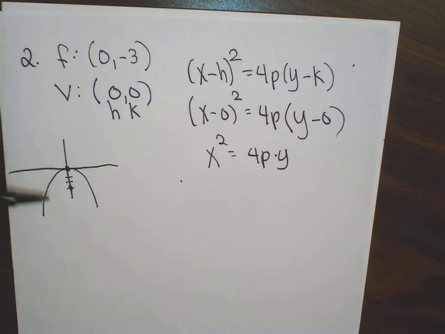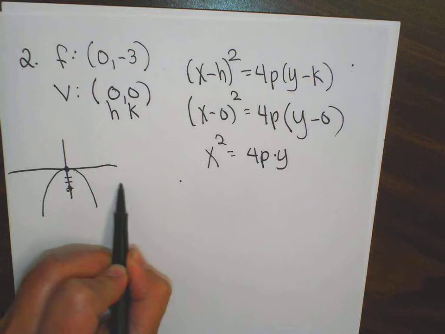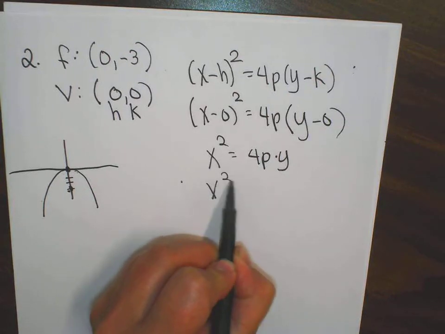So you can look at the picture and say, well, how far away is the focus from the directrix? How many spaces is that? 1, 2, 3. And which direction does this open? Down. So what's the value of p? So p is -3.